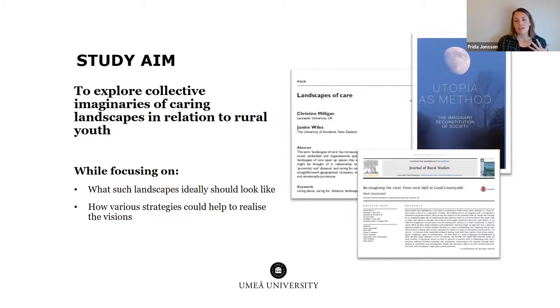Following his discussions in that paper, we used Levitas's approach of utopia as method, combined with the framework landscapes of care that we've been using in a previous paper, to explore collective imaginaries of caring landscapes, specifically in relation to rural youth. And this is the most central part, while focusing on what such landscapes ideally should look like, and also how various more concrete strategies could be implemented to realize these visionary views.